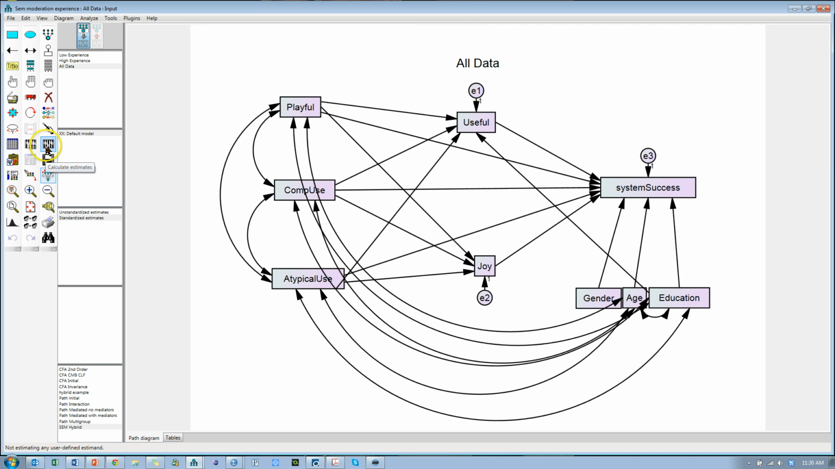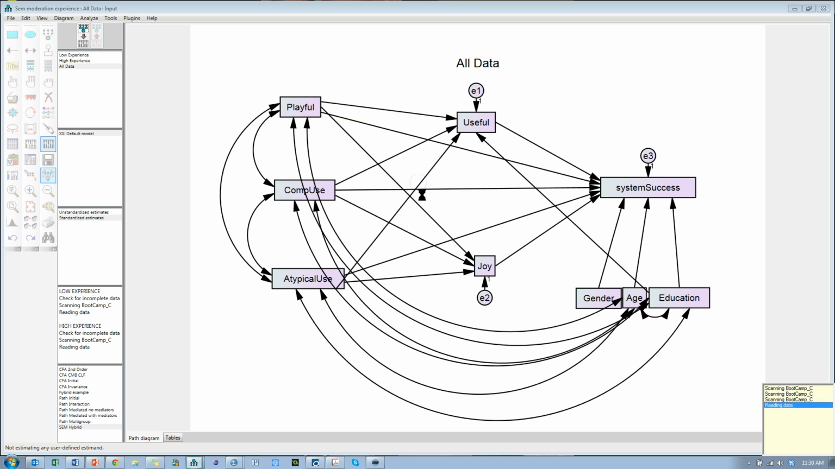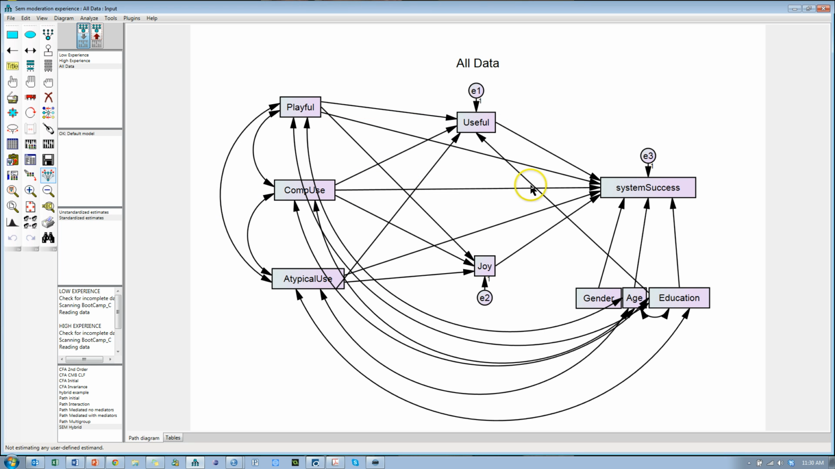Okay, here we go. I'm going to run it. Okay, we theorized about these two paths. Usefulness to system success, joy to system success. Hit the up arrow, standardized estimates. And for all data, we see it's 0.26 and 0.57. Fairly strong effects, with a really good R-square here, 0.61. That's fantastic. If I go to the low, how do they change?